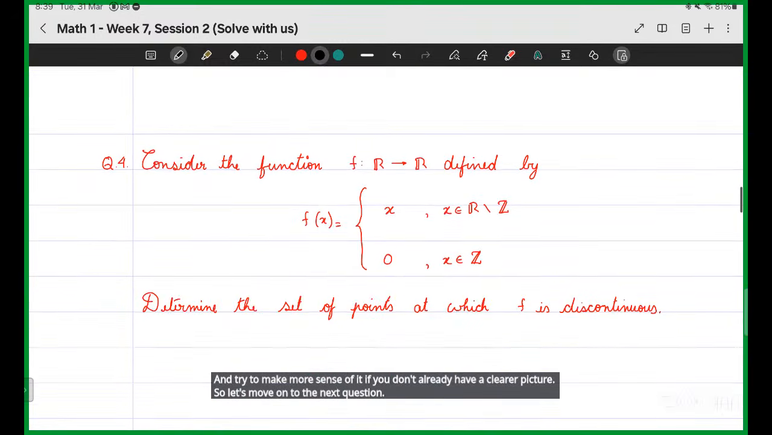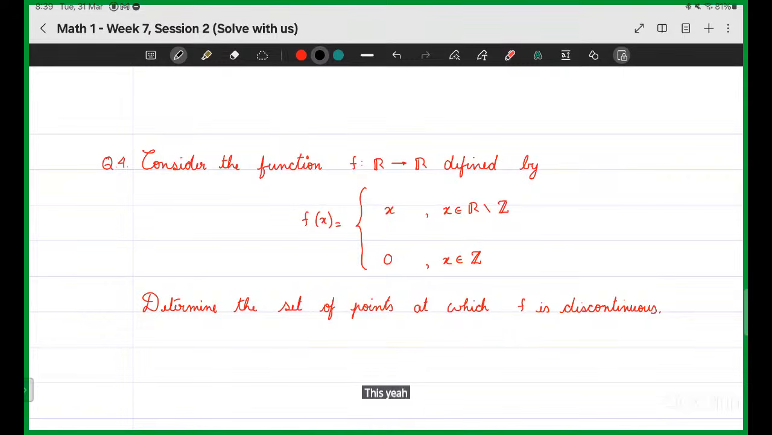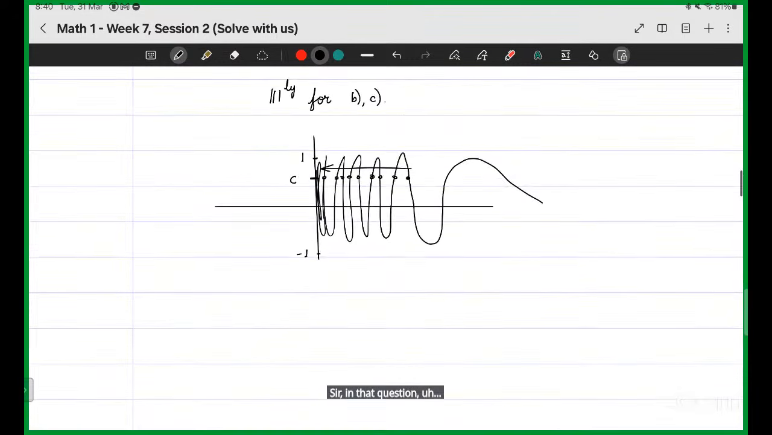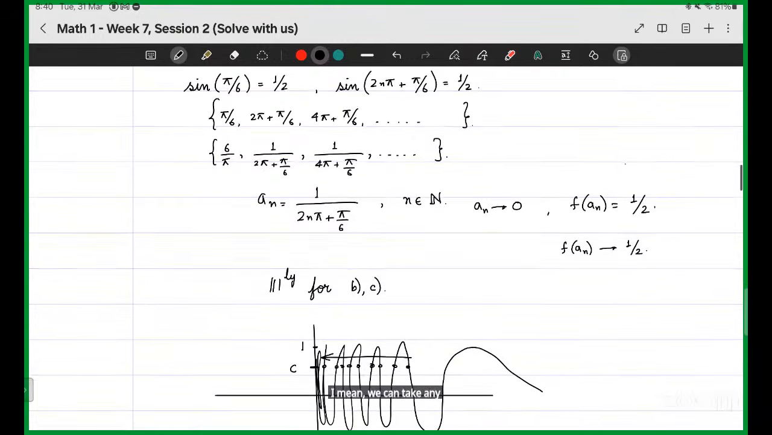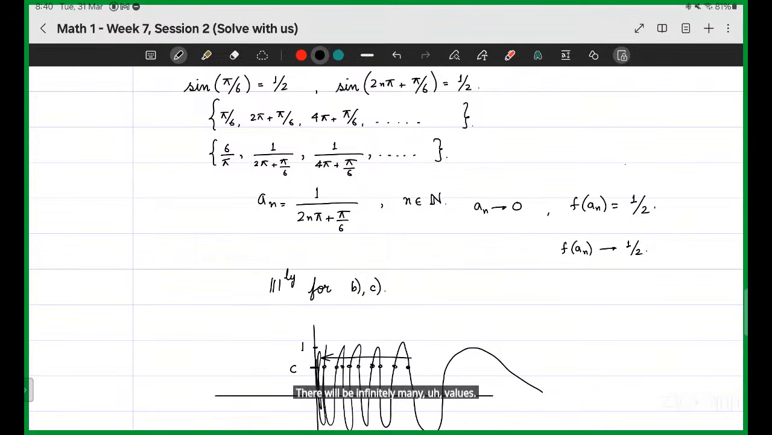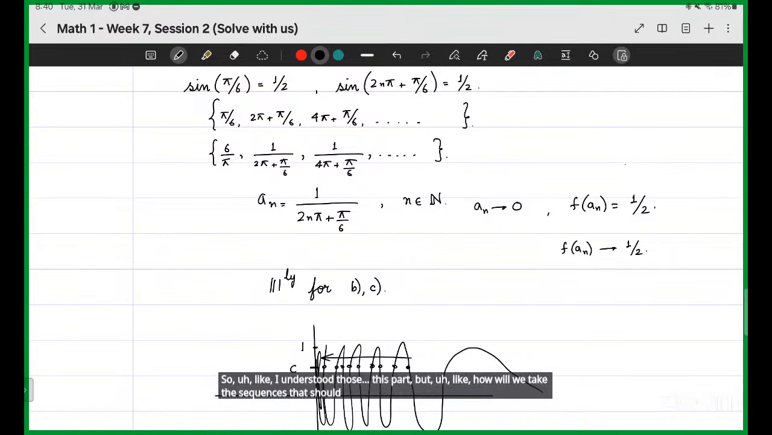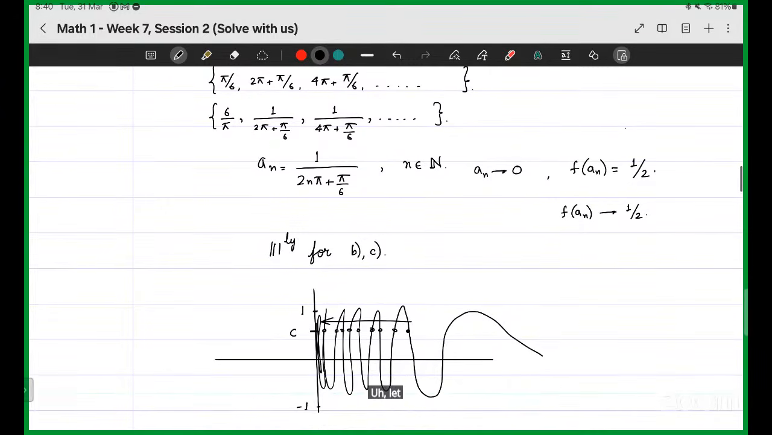Sir, in that question, we can take any value between -1 and 1, right? There will be infinitely many values. I understood this part, but how will we take the sequences that should converge to 0?